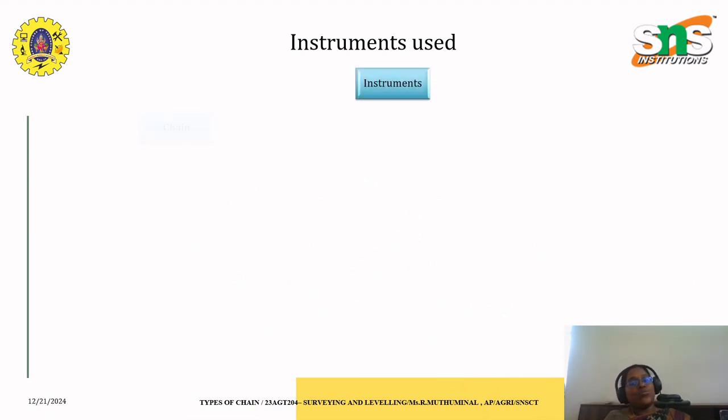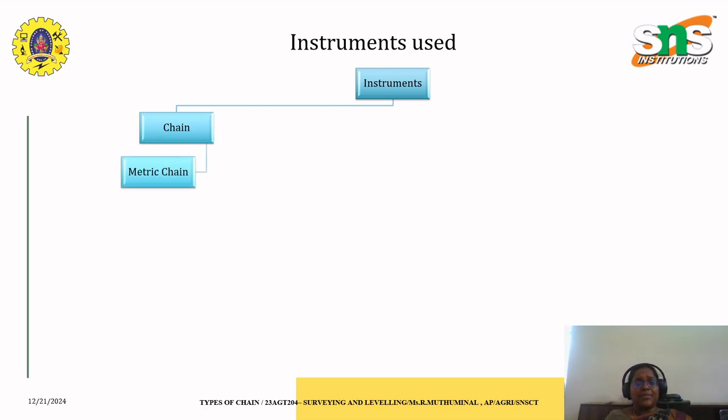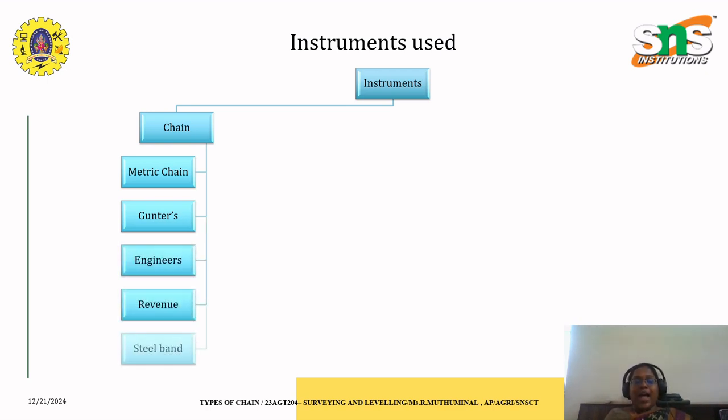The instruments that are used in linear measurement are chains. The chains are of several types. The first one is the metric chain, the second one is Gunter's chain, the third one is engineer's chain, the fourth one is revenue chain, and the fifth one is steel band. The next one, we can either use a chain or a tape, but as a surveyor, it is very precious for us to use only a chain. If the chain is not in very good condition, then we have to have an alternate solution. That is where we are going to use a tape.